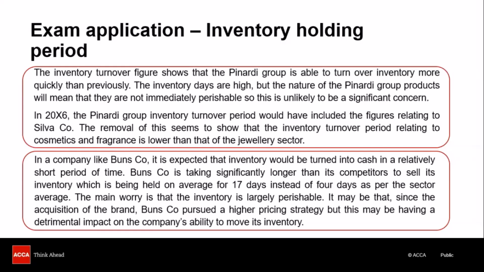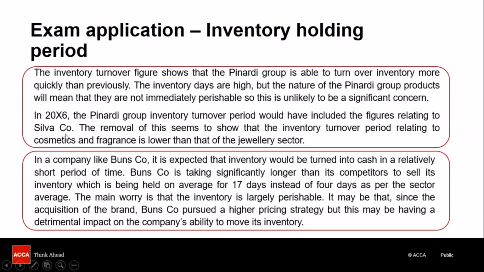Okay. So over here, please see the inventory days are high, but the nature of the group's products will mean that they are not immediately perishable. So this is unlikely to be a significant concern. That's fine. But in the exact same scenario, if the examiner had told you it was a perishable item, then the analysis would be completely different. So it says that in 28.6, the group inventory turnover period would have included the figures relating to silver.